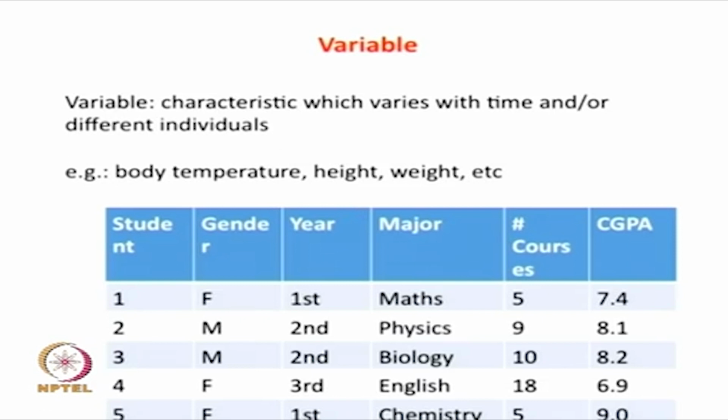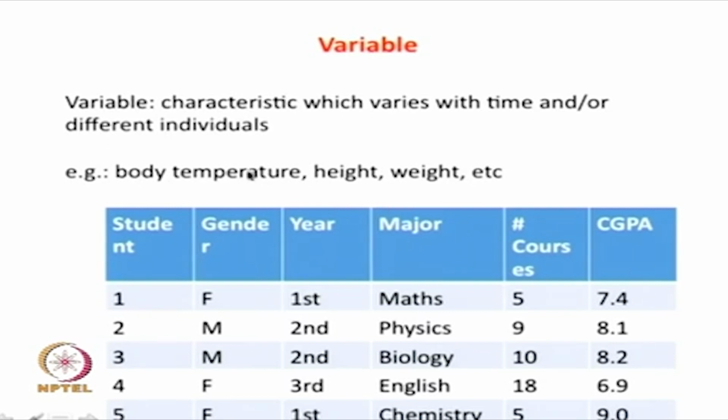But the prelude to inferential statistics is descriptive statistics, and we want to begin with that. In descriptive statistics, one of the most important things is a variable. A variable is a characteristic which varies with time or across different intervals. Our body temperature can be a variable. We want to figure out whether someone has fever or not, so body temperature is a variable in that case.